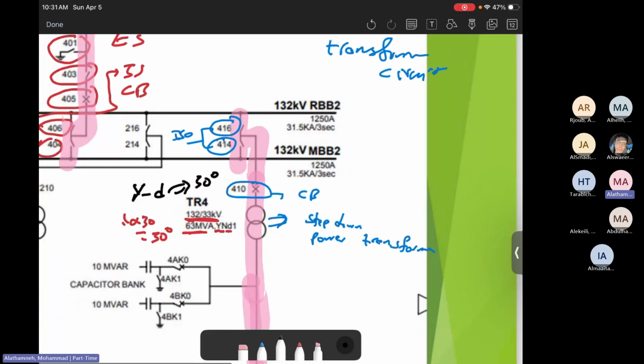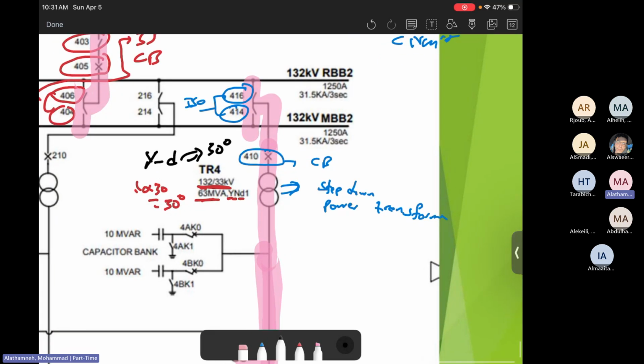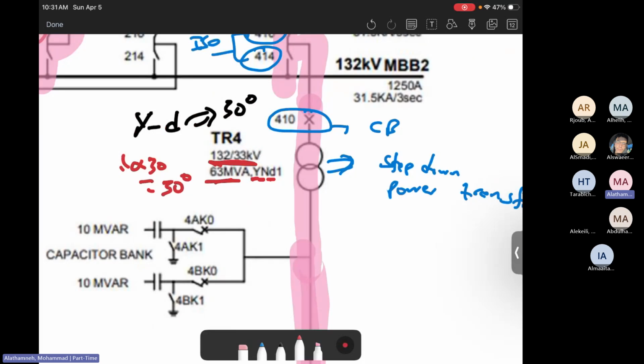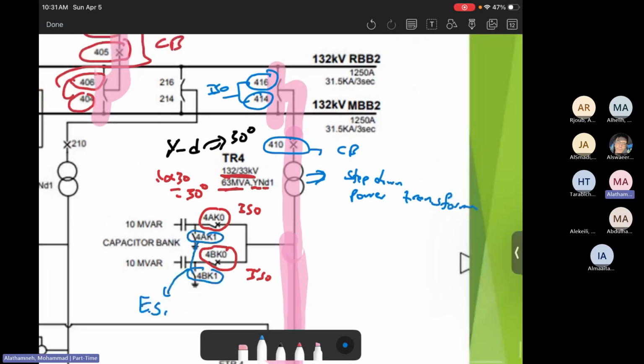After that, let's keep going. We need to understand every single detail in this single line diagram. So you will see for 1K0, this is isolator. For BK0, this is another isolator. Then the other thing, for A1K1, for B1K1, those are earth switches. Okay? Then how about those? Those are called capacitor banks, which can supply 10 megavar.